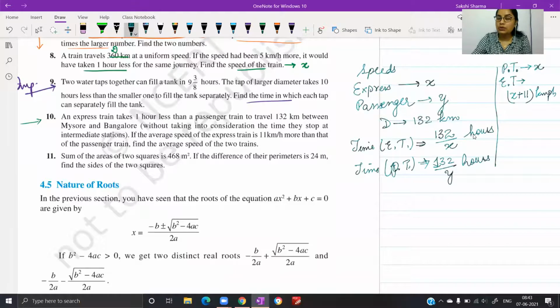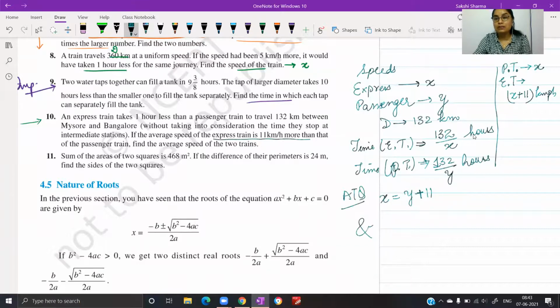Taranpreet, beta, if you form the equation using the way you have started, you would need to replace one of the variables, either X or Y. Can you tell me what is the relation between X and Y according to the question? Ma'am, if we assume that X is greater than Y, then X is equal to Y plus 11. You don't have to assume in this case, it's already given that the speed of the express train is more. According to the question, X equals Y plus 11.